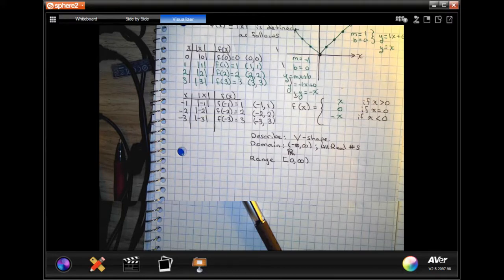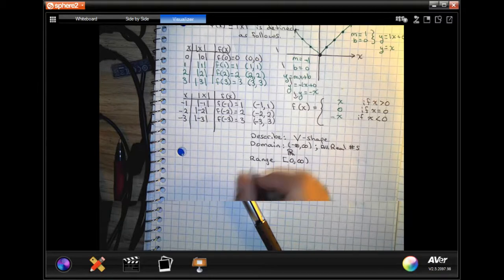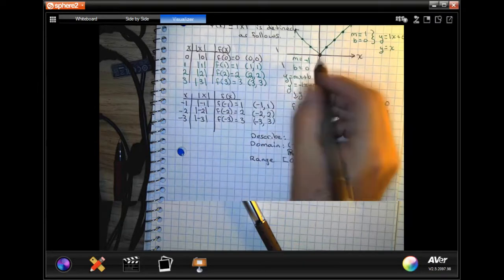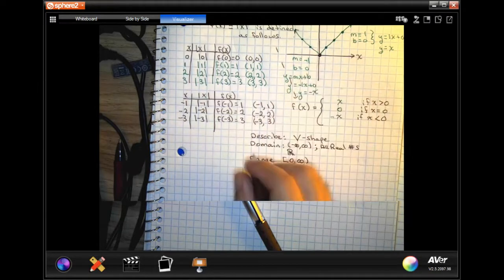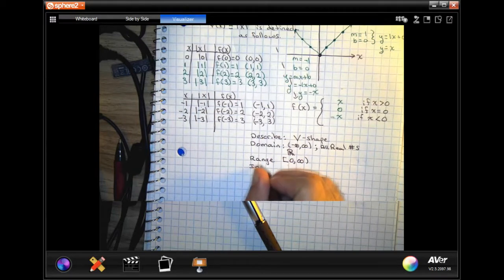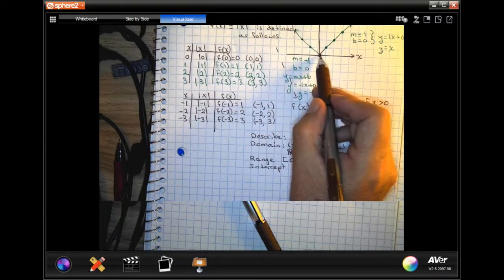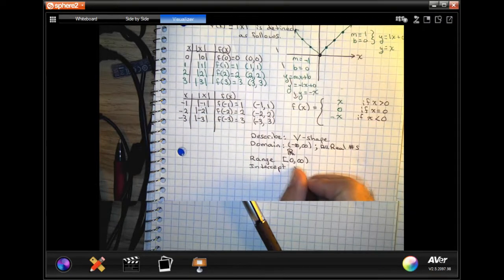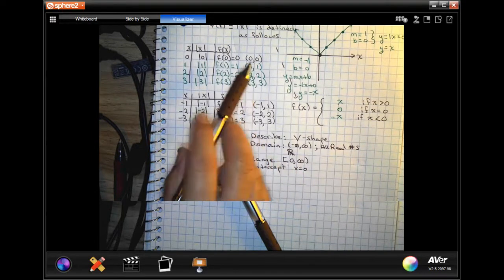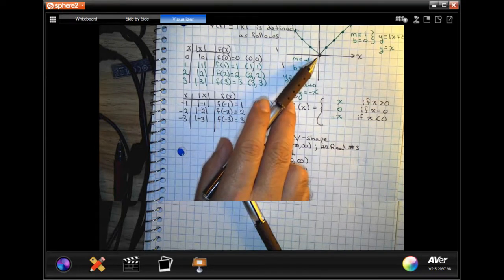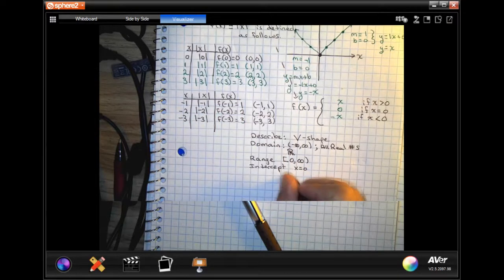What are the intercepts of this function? The x-intercept is found at x equal to 0. The y-intercept is also at the point equal to 0.